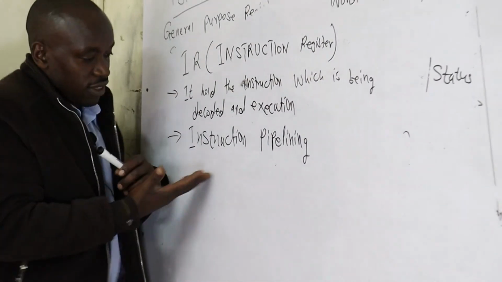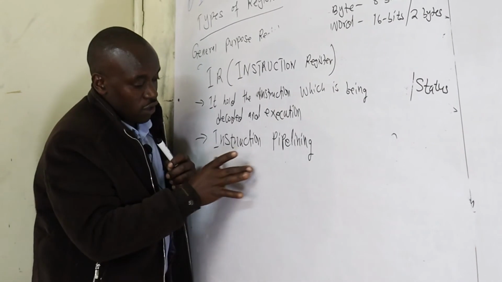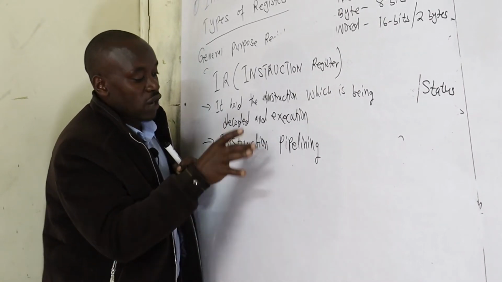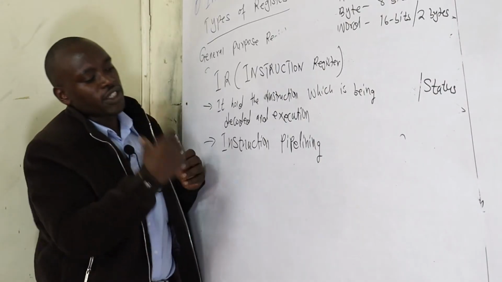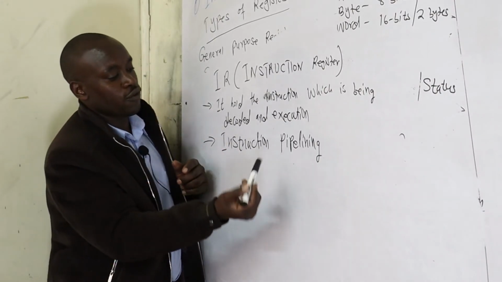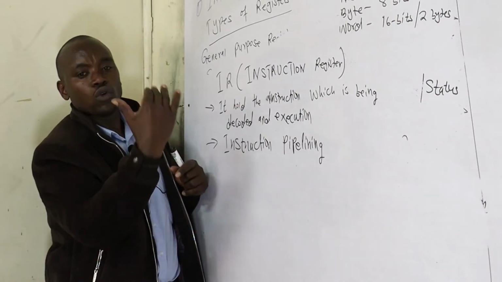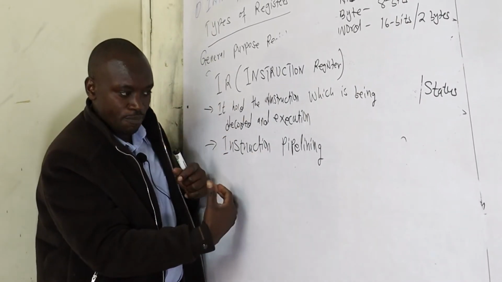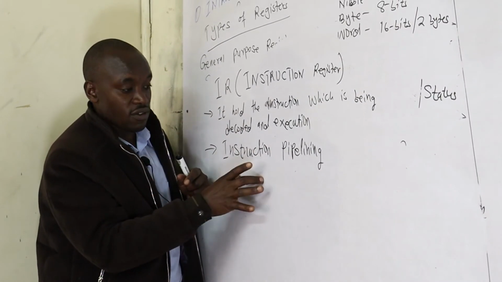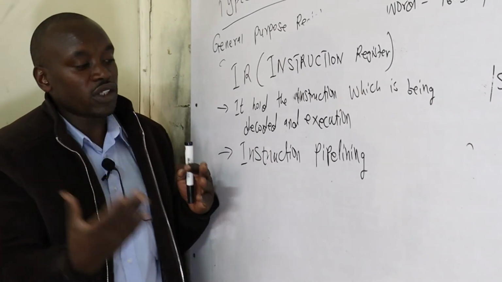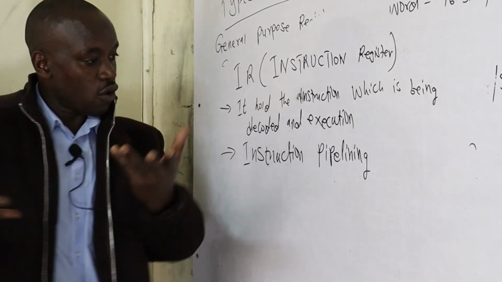We use this type of fetching of instructions so that we make our processors run at high speed. Instead of fetching one, waiting for it to be decoded, then executed, and then fetching another one, it will slow our systems. And remember, there's a lot of data to process these days. So what we do, we can fetch more than one. We can even fetch how many instructions? 8 to 16.